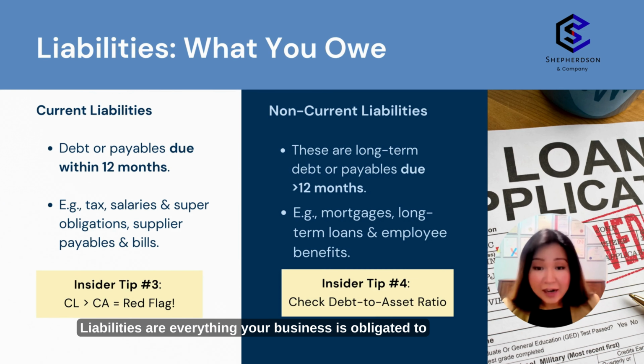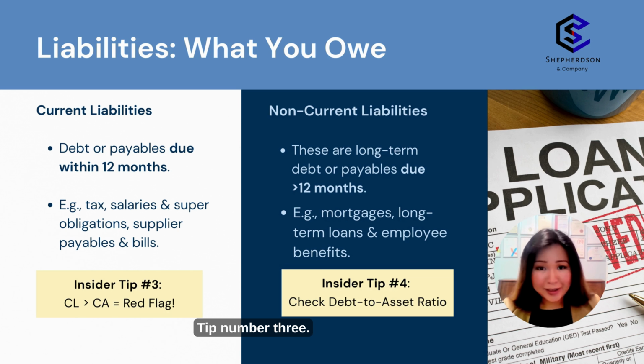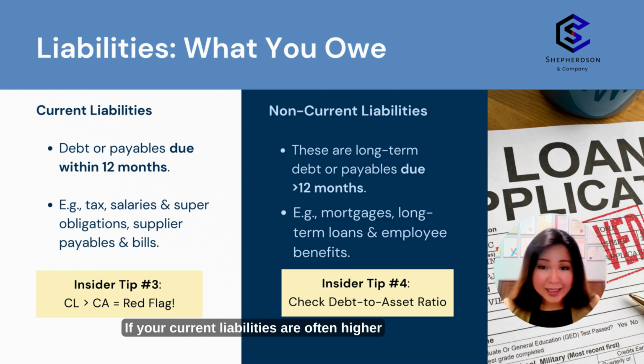So liabilities are everything your business is obligated to pay, split into current and non-current liabilities. Current liabilities include tax, super, supplier bills, payroll, and anything due within 12 months. So tip number 3. If your current liabilities are often higher than your current assets, you're running too close to the edge, and this is a red flag lenders notice immediately.